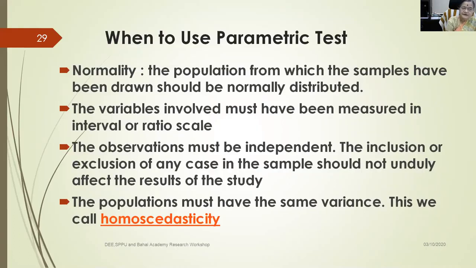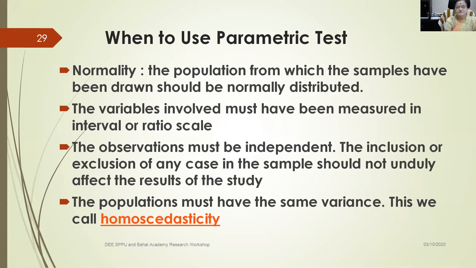The variables involved must have been measured in interval or ratio scale. And as already told, in social science research, and especially when we are dealing with education, we work in interval scale. Hardly we involve variables which are measured on a ratio scale.